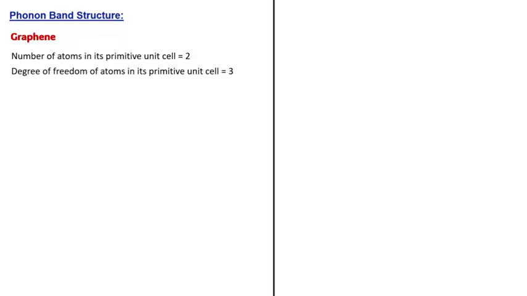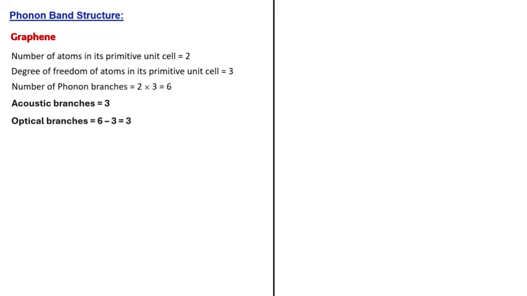Now if you want to know the number of phonon branches in a phonon band structure of a planar, a two-dimensional lattice, for example graphene, how can we determine that? The number of atoms in the primitive unit cell of graphene is 2. The degree of freedom of atoms in its primitive unit cell is 3. So the number of phonon branches would be 2 cross 3, that is 6, out of which acoustic branches will be 3 and the optical branches will be 6 minus 3, that is 3.